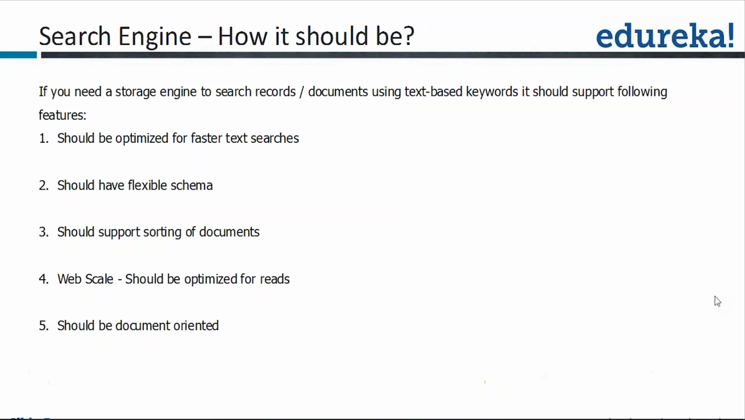The first thing after searching is arranging my product list or the search results from price low to high. So this is a normal human tendency. So the fourth feature is that it should be web scalable.